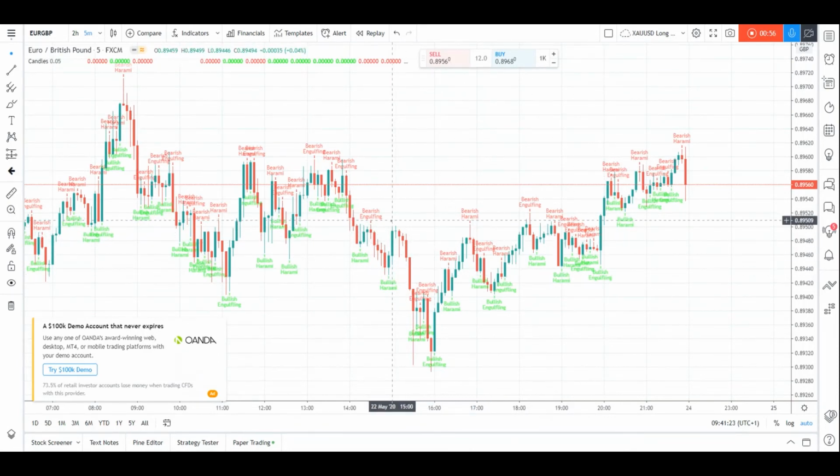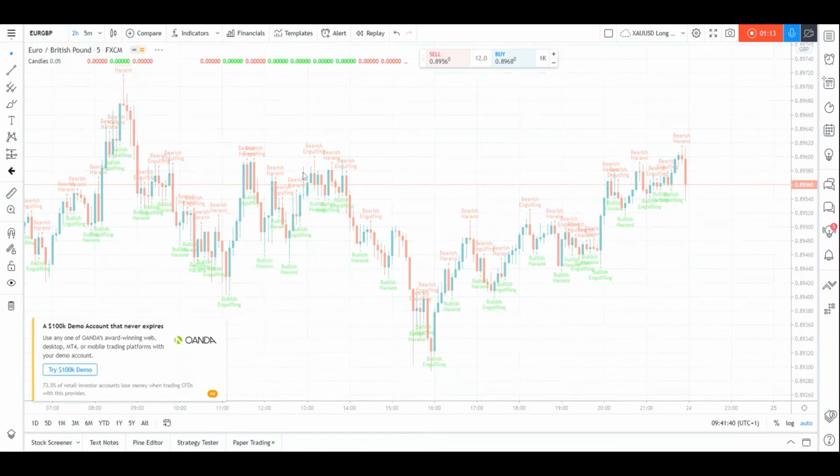Bullish Harami, look, little price jump. Bearish Harami just there, on the 5-minute chart. Then we saw a drop of about 55 pips. Obviously it's on a lower time frame, I don't trade on this, but it still works. So we'll go to the 2-hour time frame now.